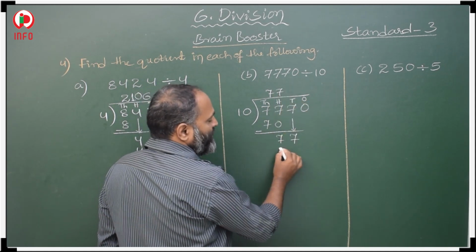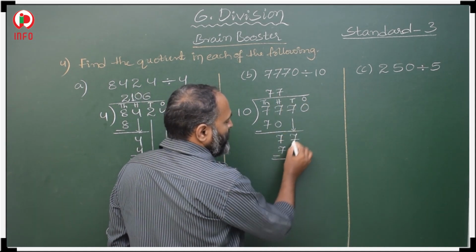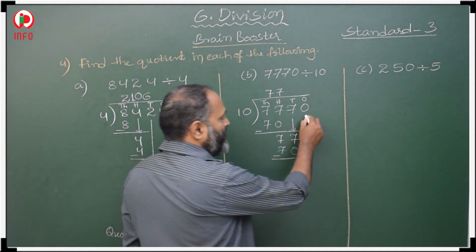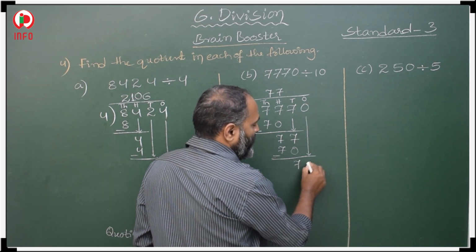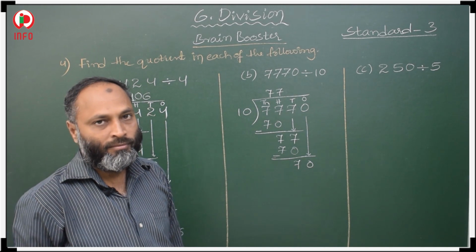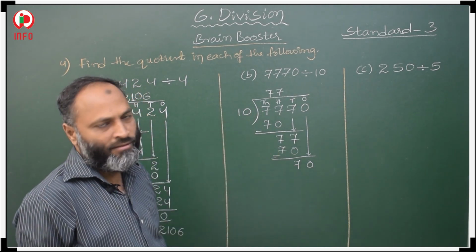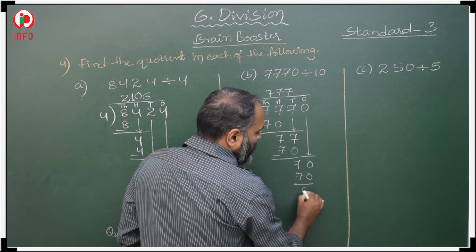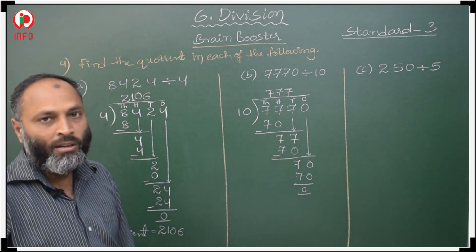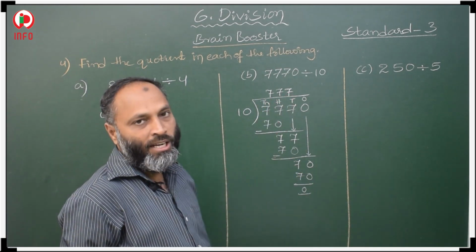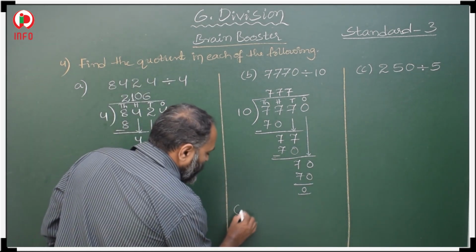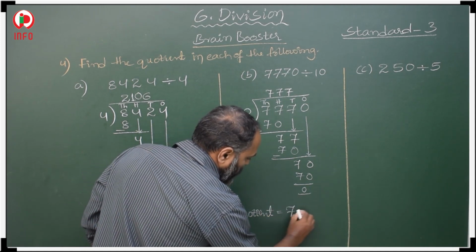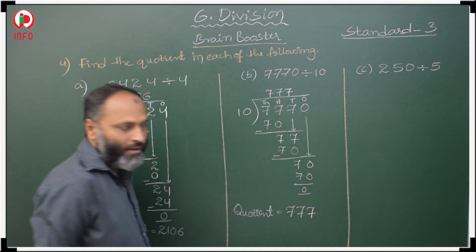are 70, then 7 minus 7 is 0, no need to take that. And after that ones place we have to copy. What is there in ones place? 0. Now, 10 sevens are 70, then the remainder is 0. Now, what is the quotient? Our quotient is 777.